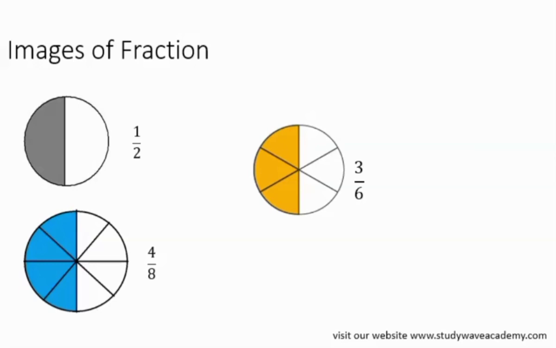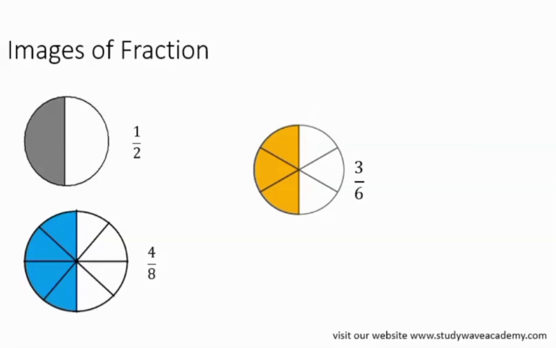Good. And we said 3 over 6. What do we mean by 3 over 6? The object is divided into 6 and 3 parts are shaded. The numerator represents the shaded part, and the denominator represents the whole object. If we count the circle, we will see that it is divided into 6.